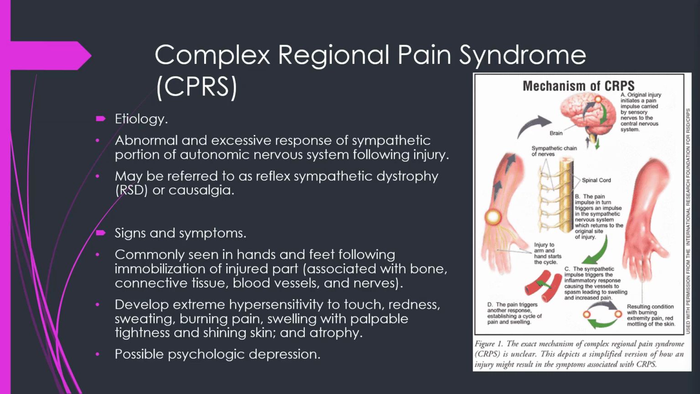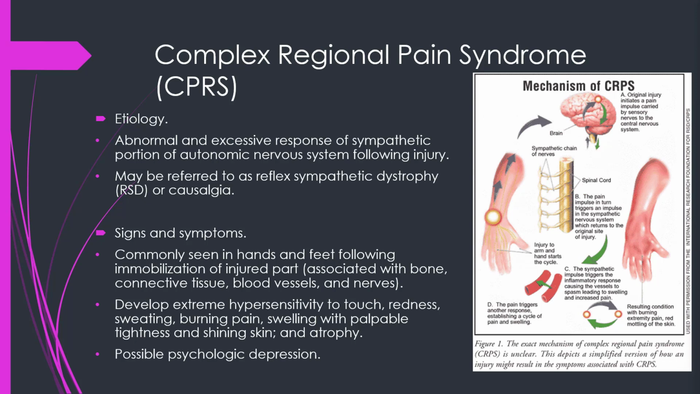Complex regional pain syndrome, CRPS. The etiology is abnormal and excessive response of the sympathetic portion of the autonomic nervous system following injury. This may be referred to as reflex sympathetic dystrophy, RSD, or causalgia.